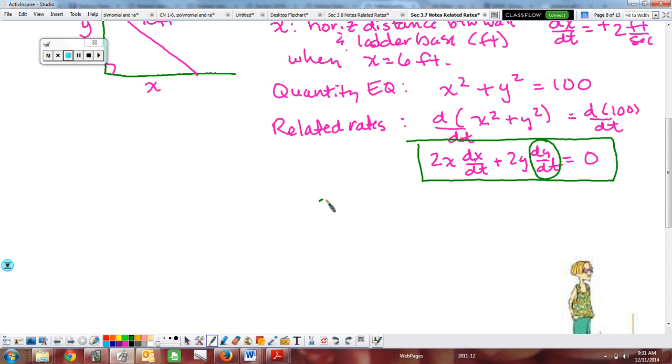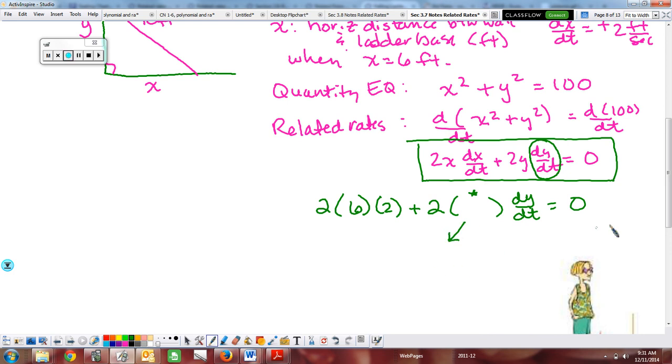I'm like, okay, 2. The x was 6. dx/dt was 2, plus 2. And then I get to this y, and I'm going to put a star there. I'm going to have to find that in this problem. So we're like, okay, how do I find the y?